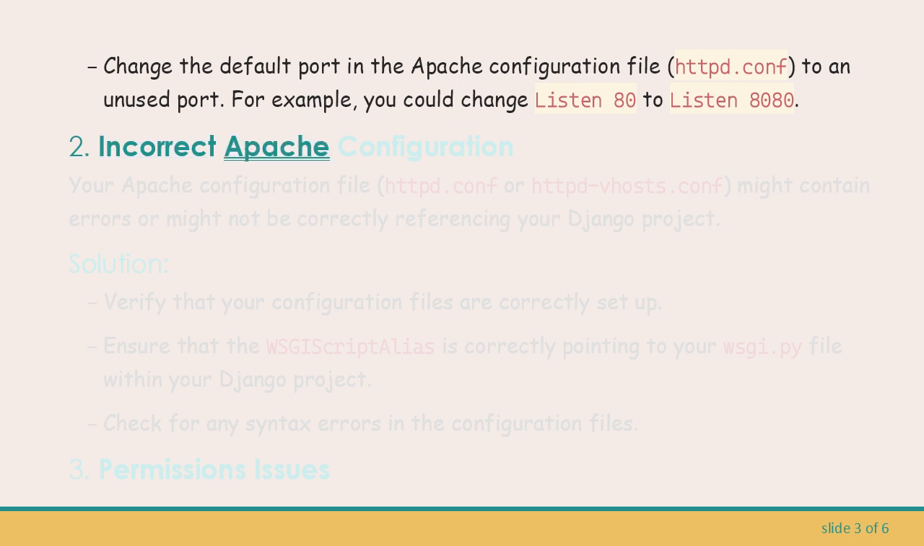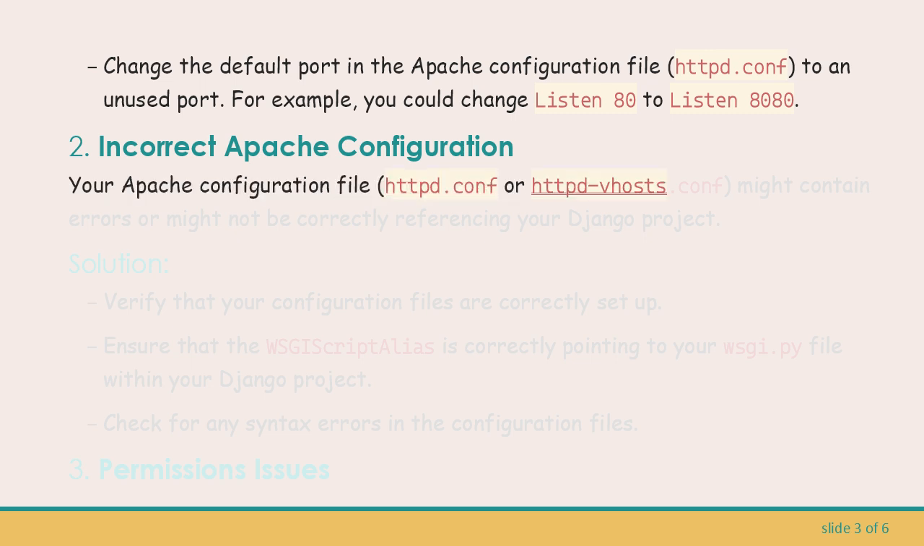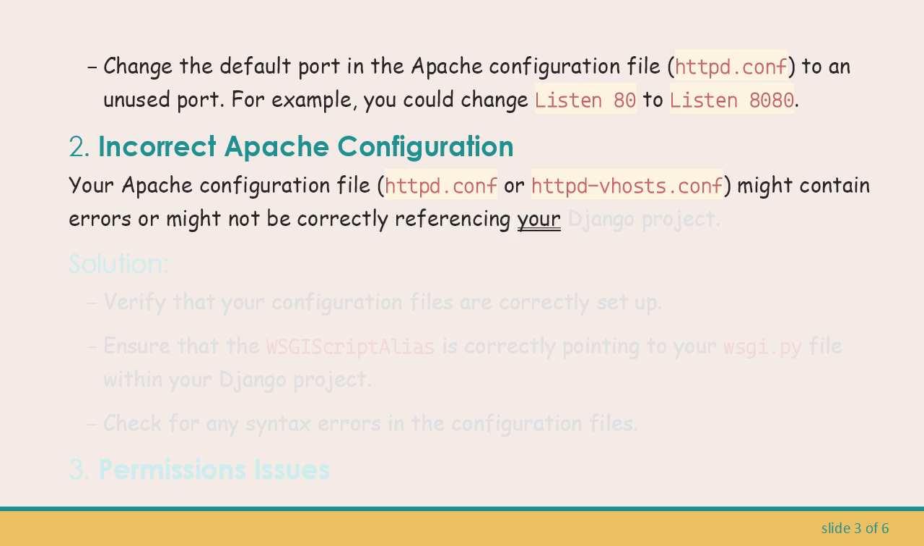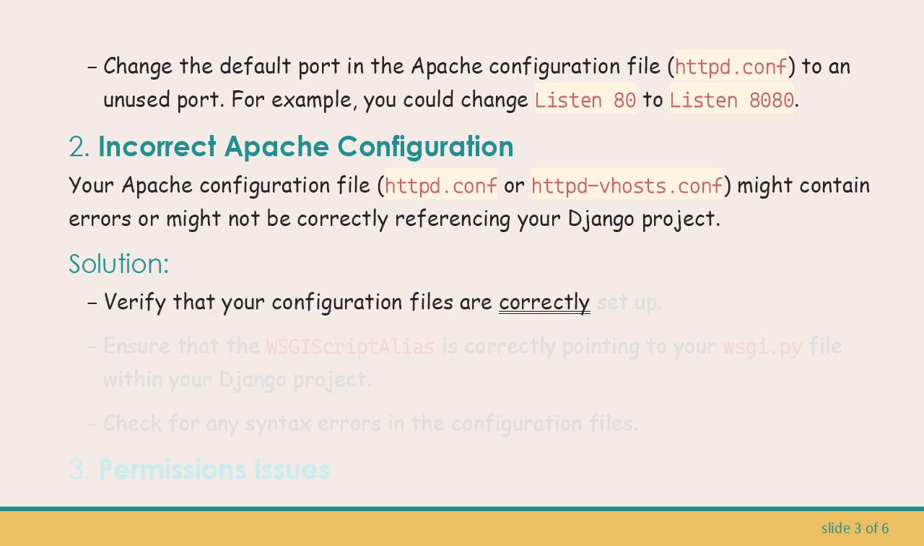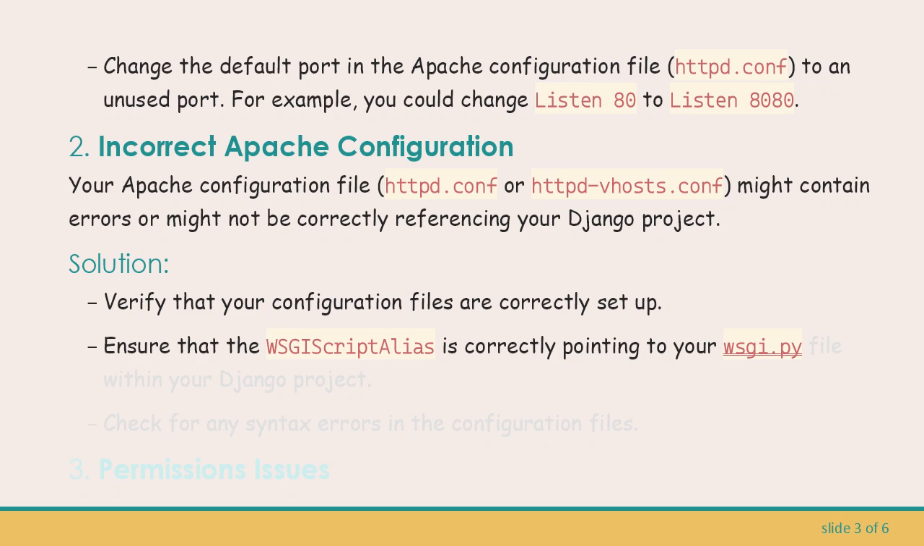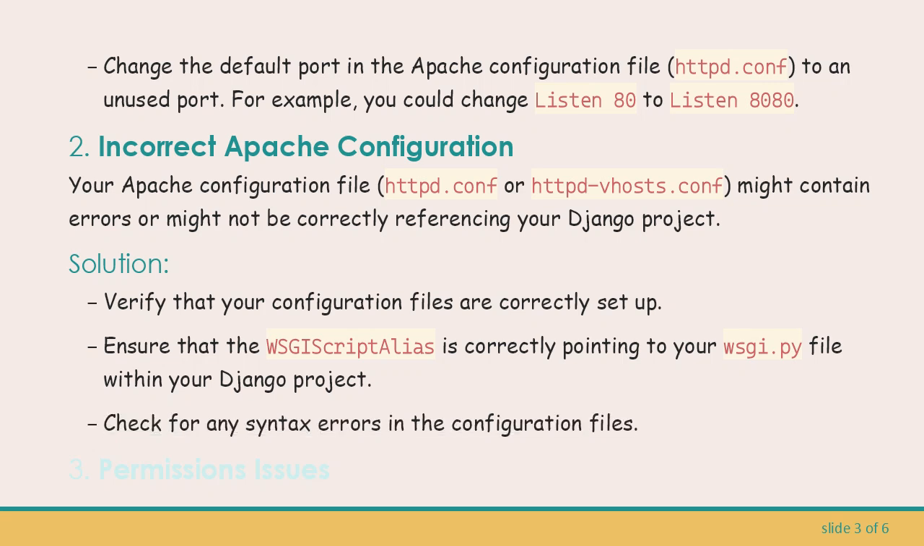2. Incorrect Apache configuration. Your Apache configuration file, httpd.conf or httpd-vhosts.conf, might contain errors or might not be correctly referencing your Django project. Solution: verify that your configuration files are correctly set up. Ensure that the WSGI script alias is correctly pointing to your wsgi.py file within your Django project. Check for any syntax errors in the configuration files.